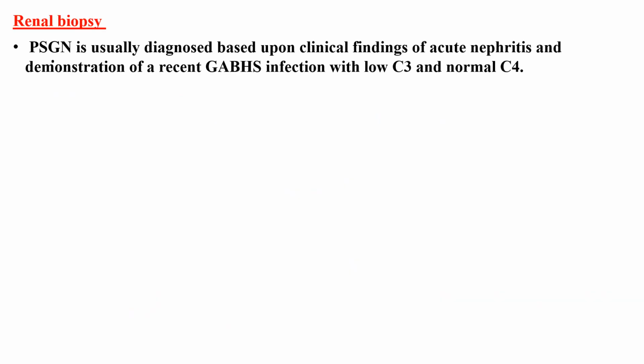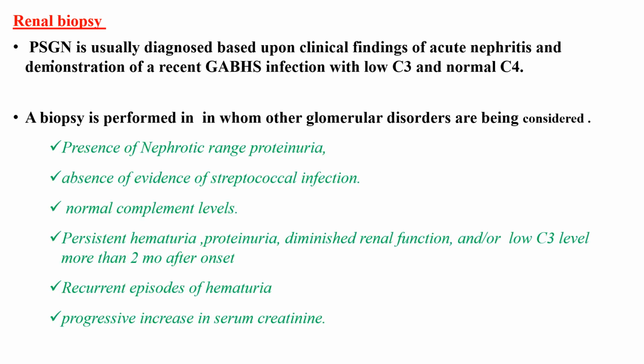PSAGN is usually diagnosed based upon clinical findings of acute nephritis and the demonstration of recent group A streptococcal infection with low C3 and normal C4. A biopsy is performed when other glomerular disorders are being considered. For example, nephrotic range proteinuria, absence of evidence of streptococcal infection, normal complement levels, persistent hematuria, proteinuria, decreased renal function, and low C3 level more than 2 months after onset, recurrent episodes of hematuria, and a progressive increase in serum creatinine are indications to do a biopsy.